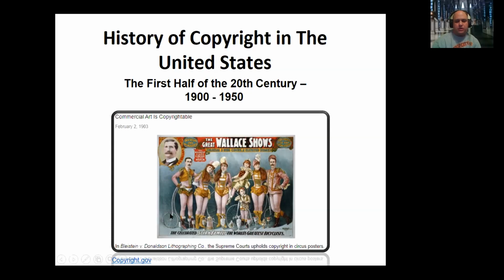So things, like I said, circus posters, billboard advertisements, and eventually the movie posters that we see today when we do go to a theater after COVID are copyrightable works of art or works of tangible mediums.